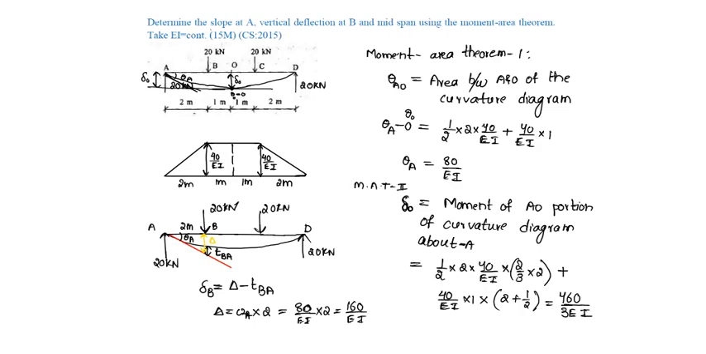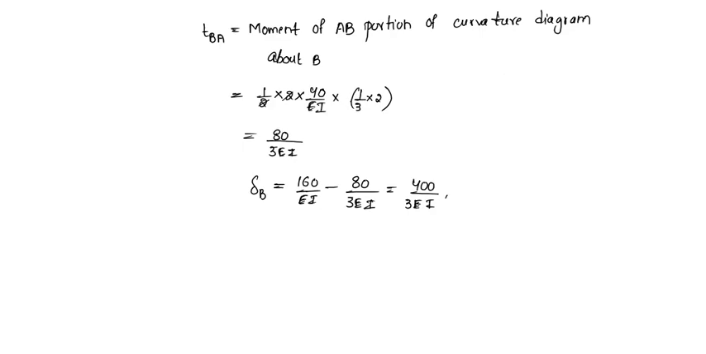So we needed to find the slope, the vertical deflection at B and at midspan. Slope is this, vertical deflection at midspan is this, and at B is this.